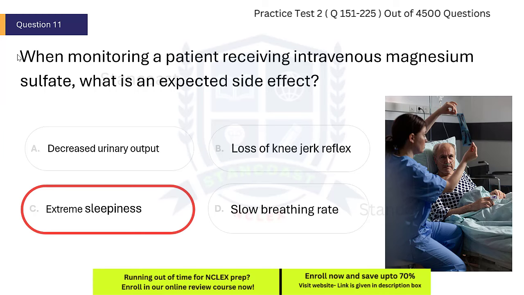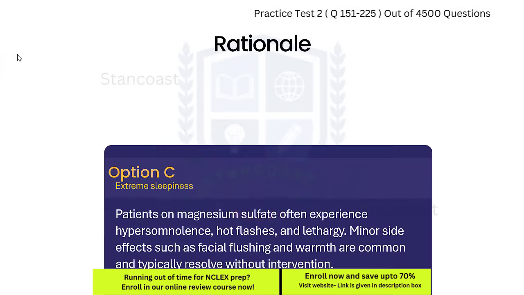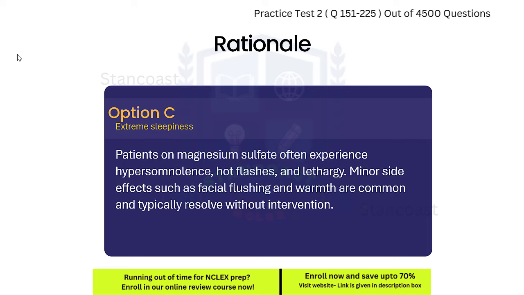Extreme sleepiness. Patients on magnesium sulfate often experience hypersomnolence, hot flashes, and lethargy. Minor side effects such as facial flushing and warmth are common and typically resolve without intervention.